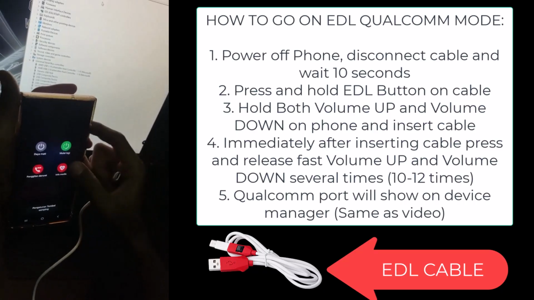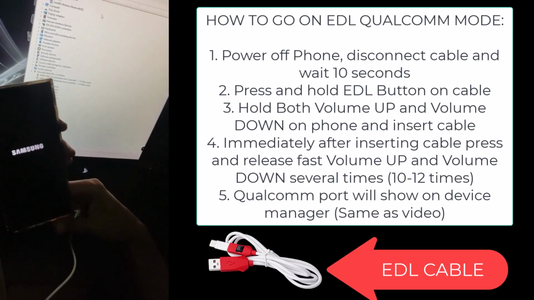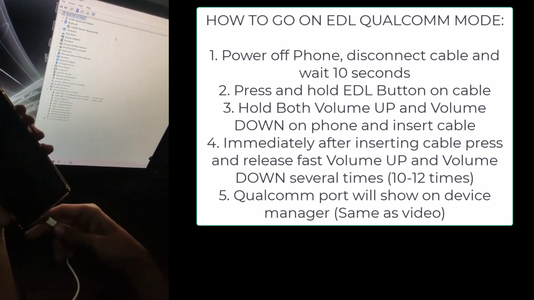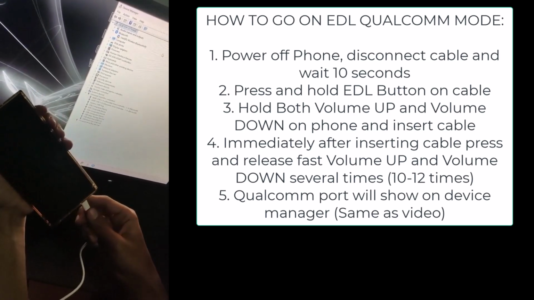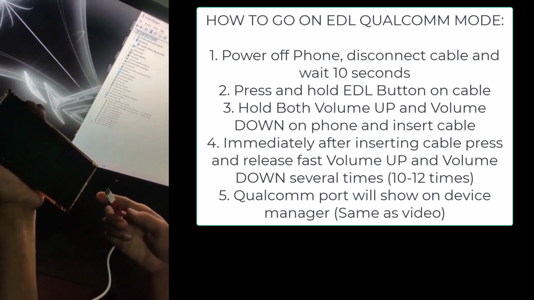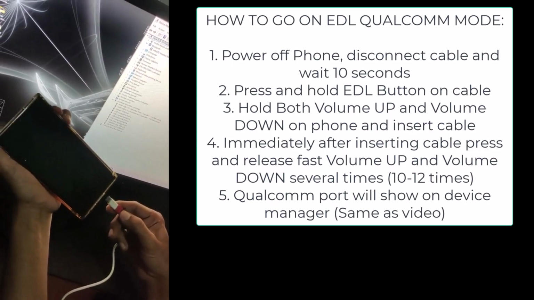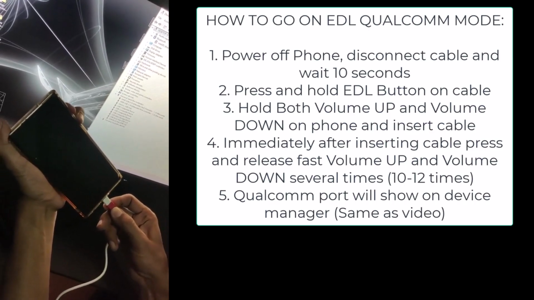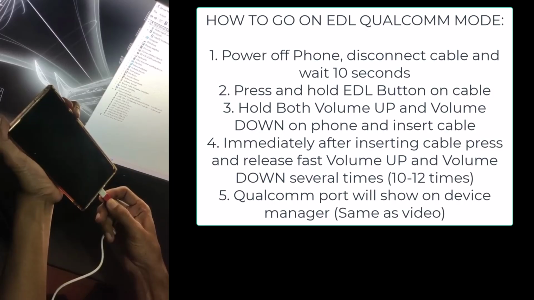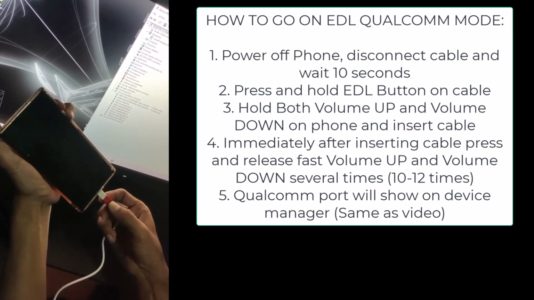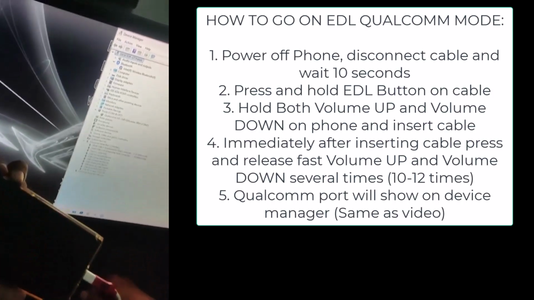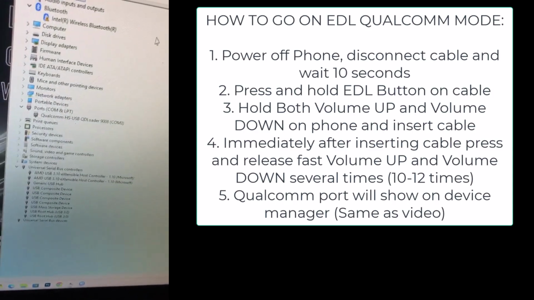It is important to put the device in EDL mode. In order to go to EDL mode, you will need to have the EDL cable also. First, you need to power off the device completely. After that, press and hold the EDL button. Press and hold both volume up and volume down. Insert the cable. Immediately after inserting the cable, you need to start pressing and releasing both volume up and volume down like 10 to 12 times.